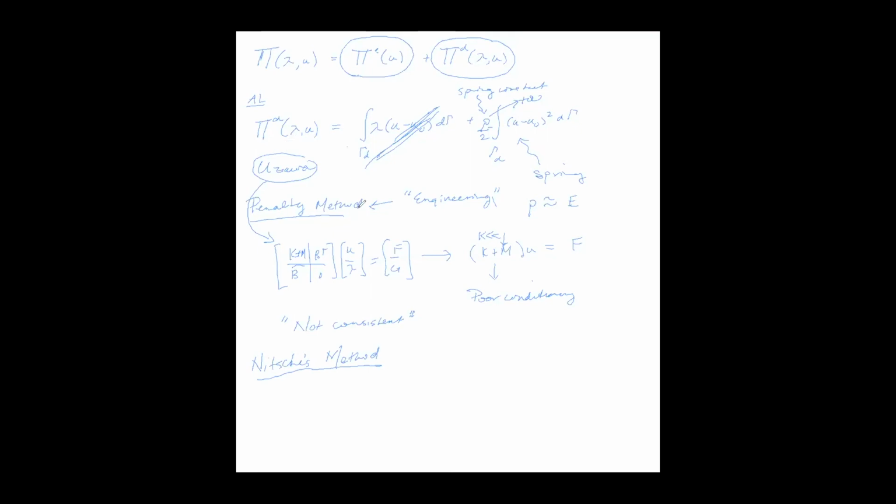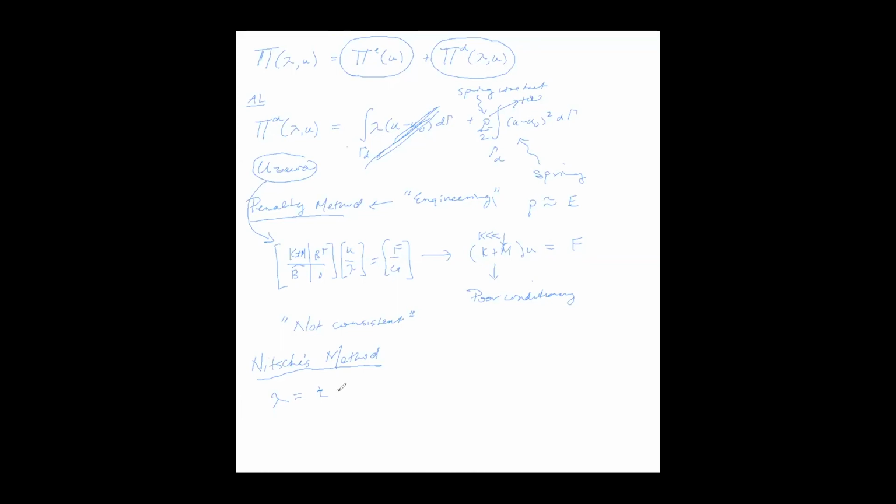Could we somehow write lambda in terms of u? Okay, yeah. So this is Nitsche's idea. If you look at the strong form of this problem, you can show that lambda should be equal to the traction. We can go through a very simple derivation. You can show that lambda, physically speaking, is really the traction force required in order to maintain this constraint.